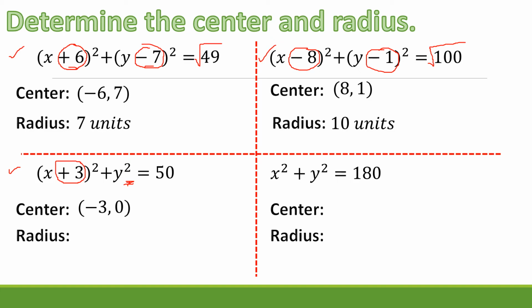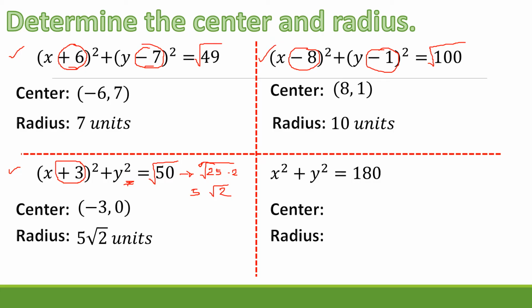Then the radius, we just simply get the square root of 50. This won't be an exact value, so this requires factoring. Upon factoring, we're going to have the square root of 25 times 2. And as we all know, the square root of 25 is 5. So therefore, the answer is 5 square root of 2 units.